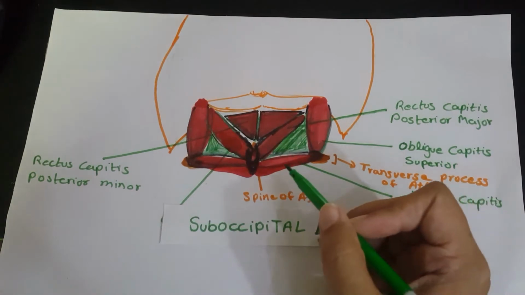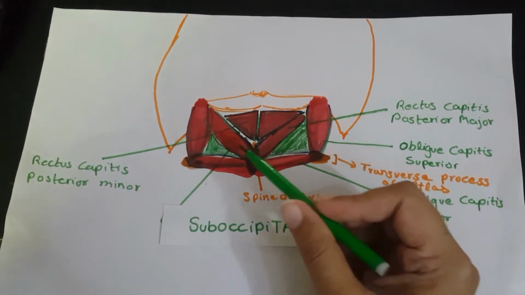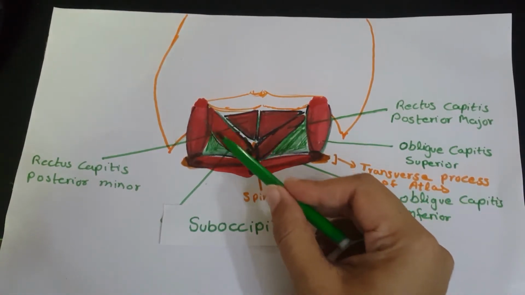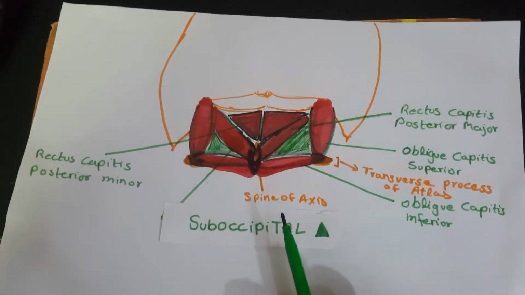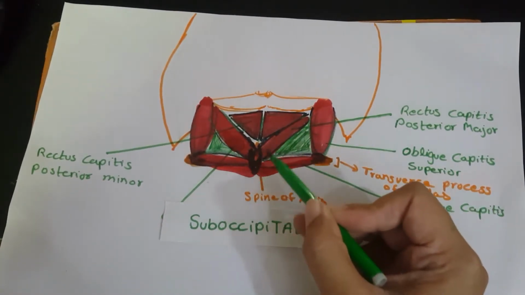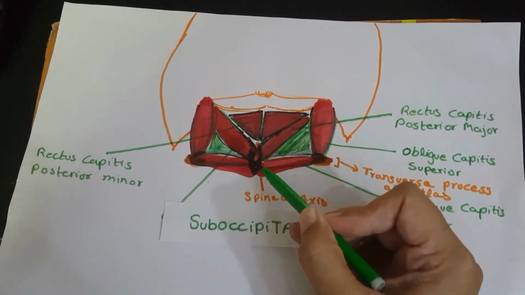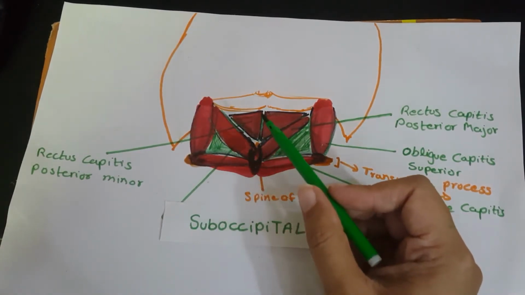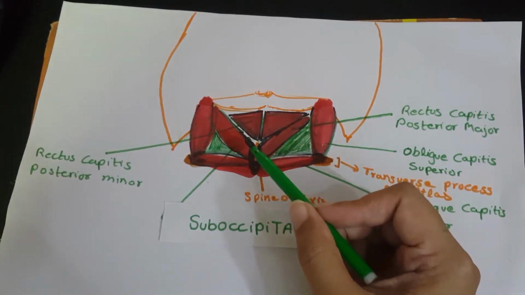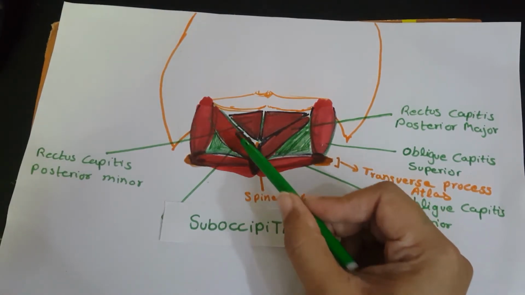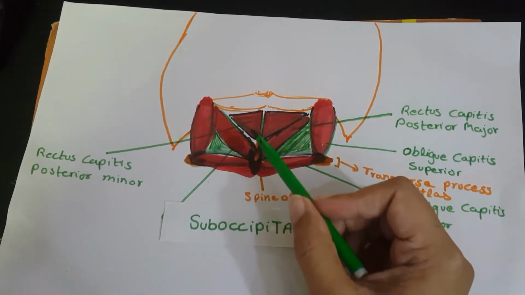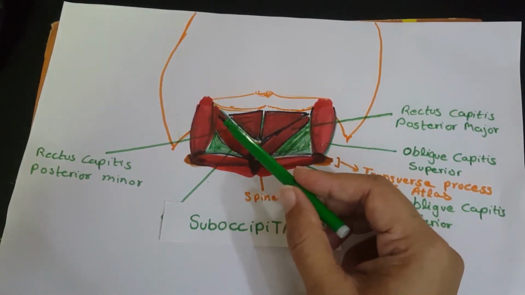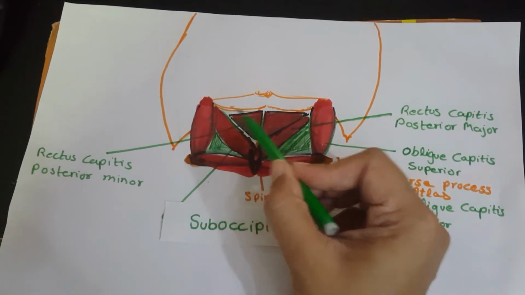First of all, let us discuss the origin and insertion of rectus capitis posterior major muscle. Rectus capitis posterior major muscle originates from the spinous process of the axis vertebra. Axis is the second cervical vertebra, first is atlas. So, rectus capitis posterior major muscle originates from the spinous process of the axis and is inserted into the area just below the inferior nuchal line.